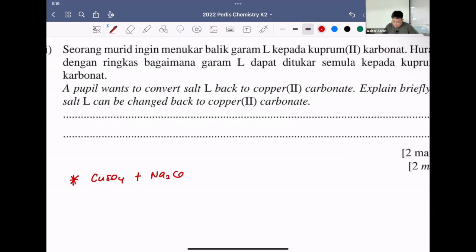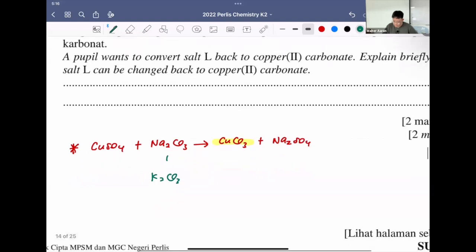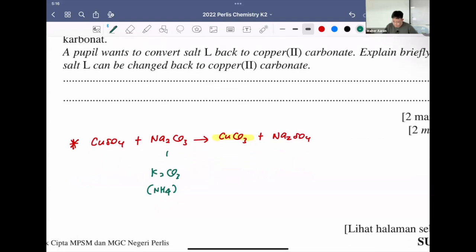So you've got Na2CO3, and then what you'll get is, again, a precipitate of copper carbonate, and you'll get Na2SO4, which is soluble. So this is how you get your copper carbonate. Again, you can substitute this one with K2CO3, or you can also use (NH4)2CO3. So any one of them should be correct.